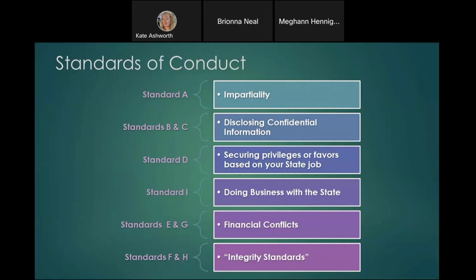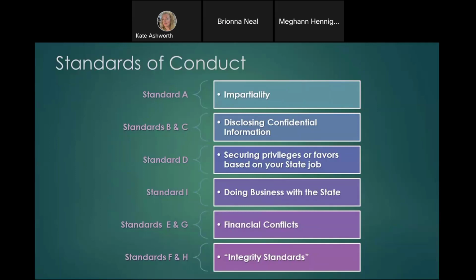The next standards are financial standards, E and G. E is abstaining from transactions with any entity in which you may have a direct or financial interest. The example we give here is you work for ITS in the procurement department, where there's purchasing computers for the state. You would not be able to participate in a decision to purchase computer equipment if, for example, your spouse worked for a company that was bidding on that purchase.